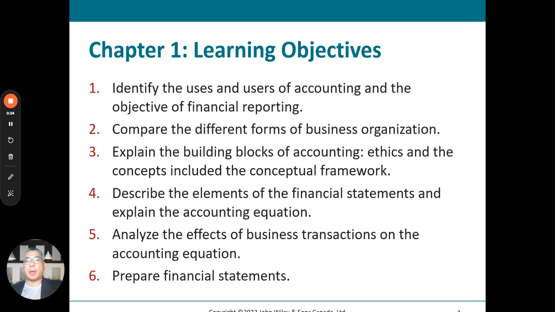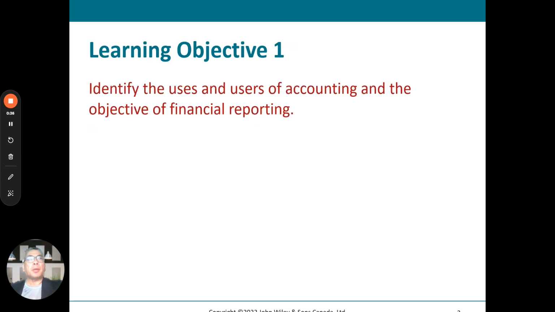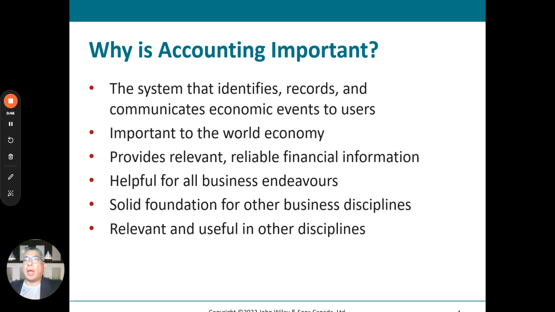First one, we're going to identify the uses of accounting and the objective of financial accounting. Why is accounting important? The first thing is to identify, record, and communicate economic events to users. It is important to the world of economy, provides relevant, reliable financial information, and is helpful for all business endeavors. It provides a solid foundation for other business disciplines, and it is relevant and useful in other disciplines.